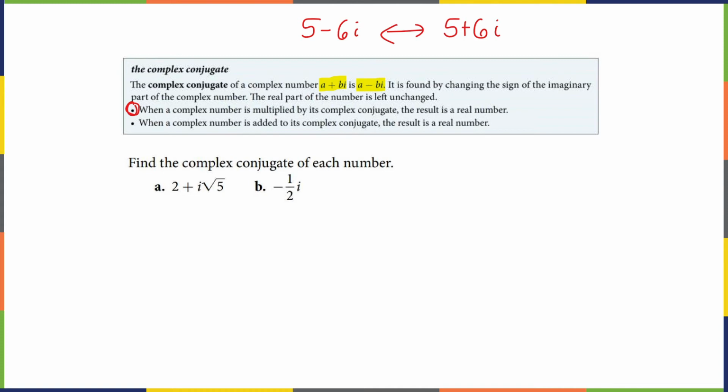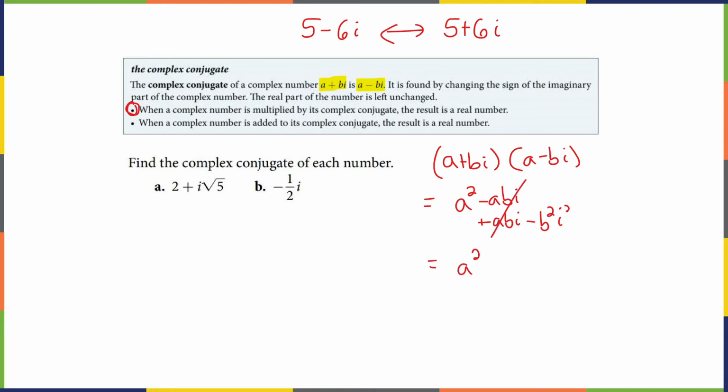So for example, if I did a plus bi times a minus bi, and I FOILed that out, I'd get a squared, then minus abi, plus abi, and then it would be minus b squared i squared. Notice that these would cancel, and then I have a squared, and minus b squared i squared is really just plus b squared, because we know i squared equals -1.